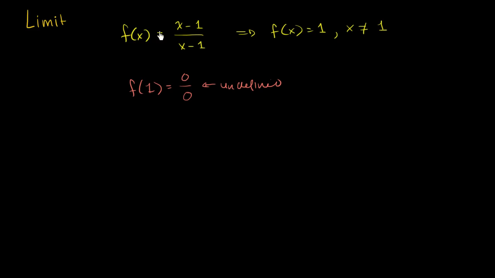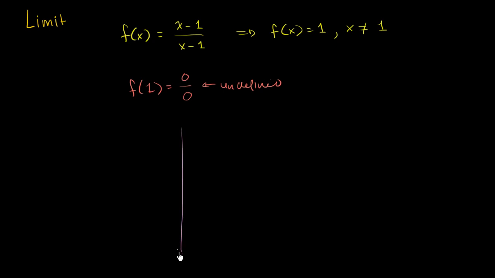Now this and this are equivalent. Both of these are going to be equal to 1 for all other x's other than 1, but at x equals 1, it becomes undefined. This is undefined, and this one's undefined. So how would I graph this function? So let me graph it.